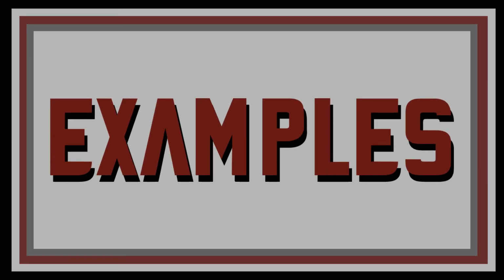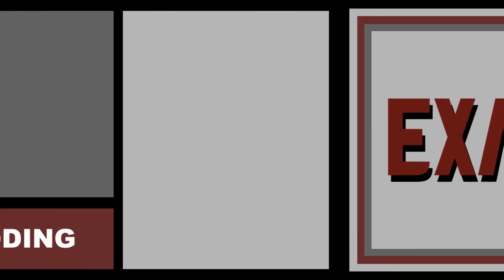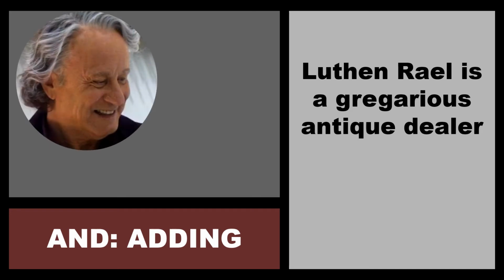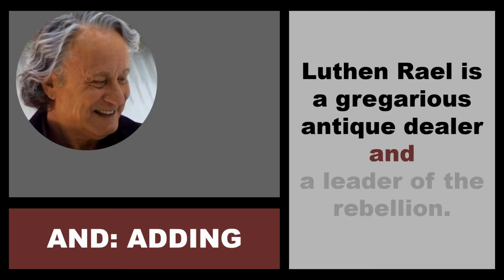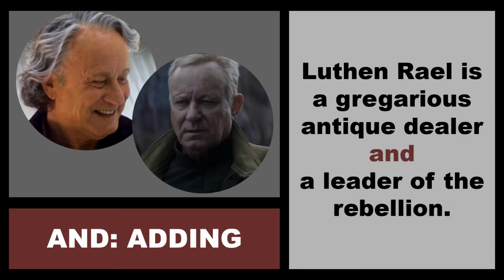Let us take a look at some examples to see how the two words function in contrast to one another. If we're using the word "and" to add ideas together, we might say that Luthen is a gregarious antique dealer and a leader of the rebellion. And in this context, we see that he is both an antique dealer and a leader of the rebellion at the same time. And the word "and" therefore functions like a plus sign.